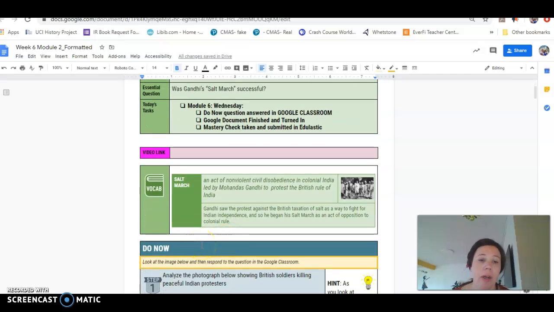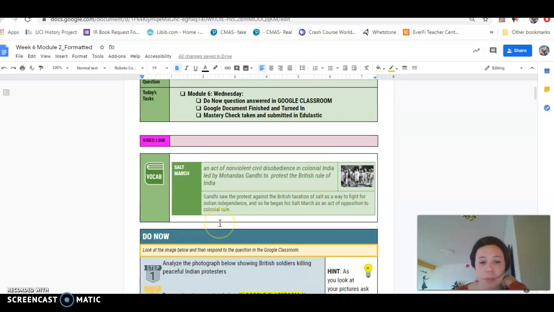Today our vocabulary word is salt march. Salt march is an act of nonviolent civil disobedience in colonial India that was led by Mahatma Gandhi to protest the British rule of India. Gandhi saw the protest against British taxation of salt as a way to fight for Indian independence, so he began his salt march as an act of opposition to colonial rule.